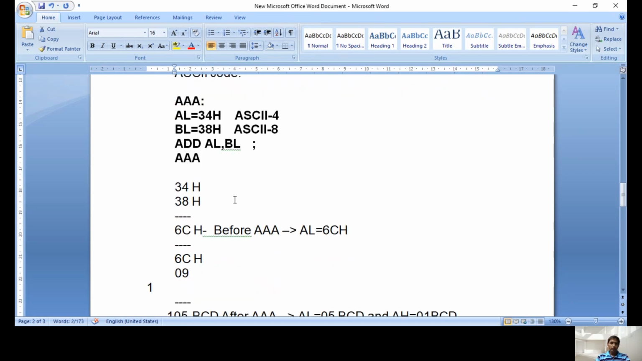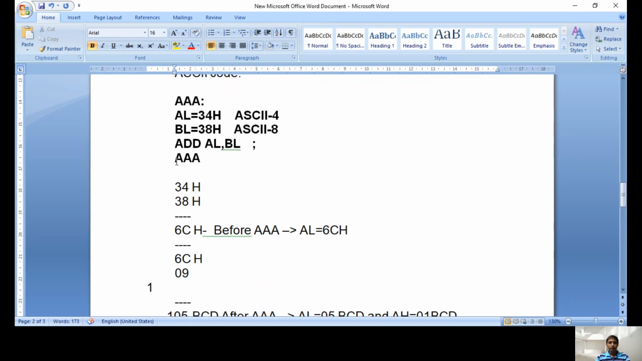In this example, I'm taking two hexa numbers in that 30 to 39 range. One is AL is 34H, the equivalent ASCII is 4. Similarly, BL is 38H and the equivalent ASCII is 8. Now I'm adding AL with BL. Then I'm giving AAA.